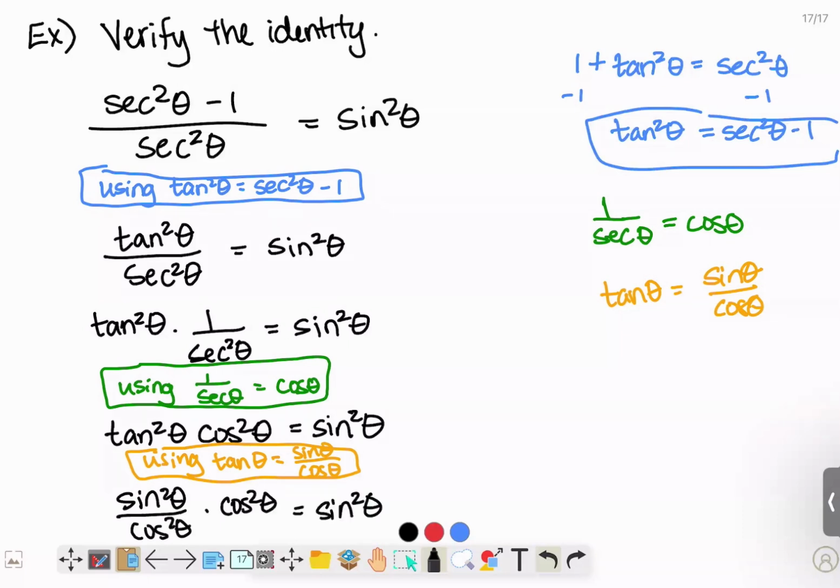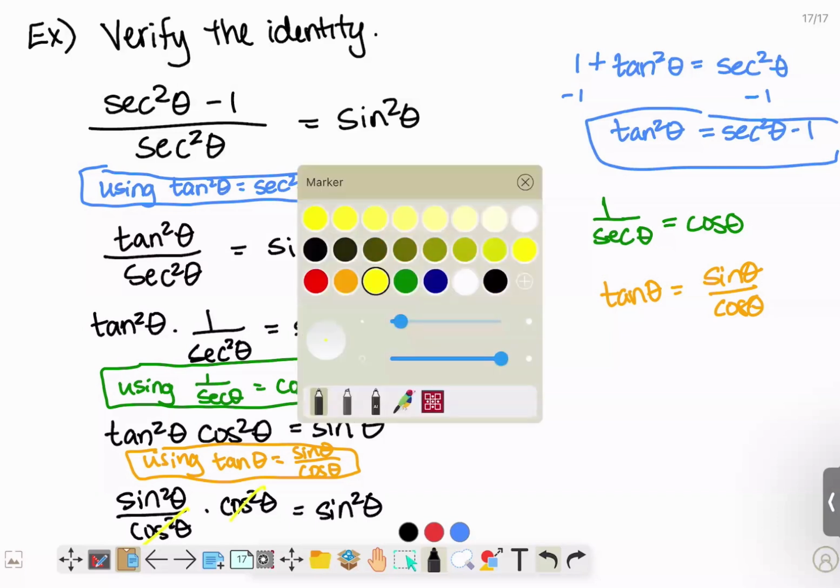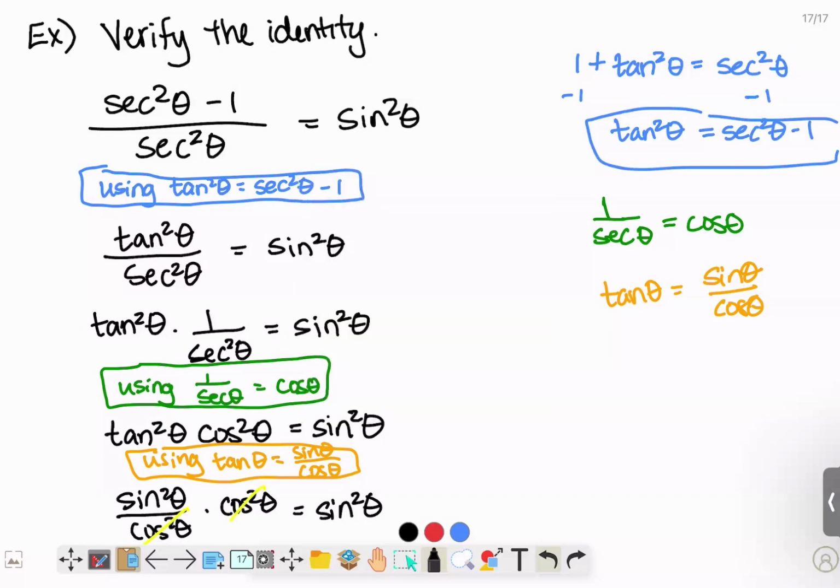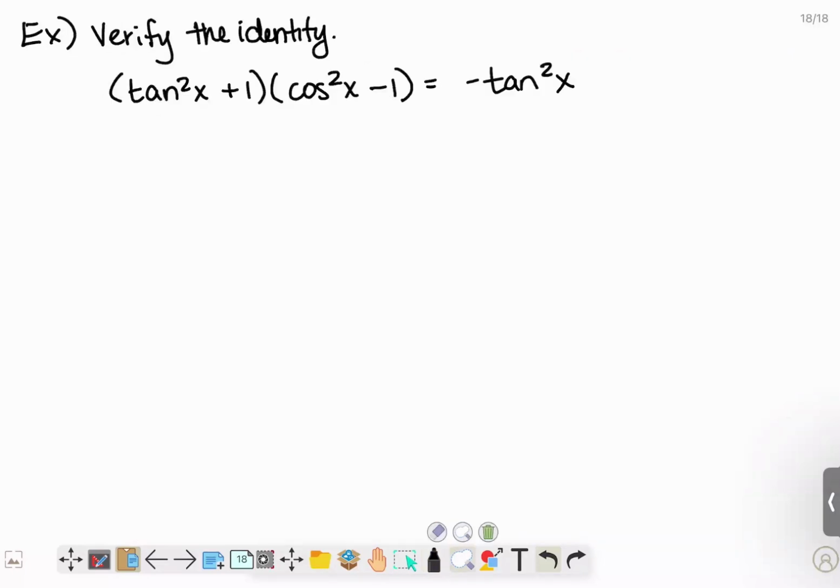I've got a cosine squared on the top, and a cosine squared on the bottom. These are factors. I don't have any addition or subtraction, so I can cancel these. That just leaves me with sine squared on the left and sine squared on the right. So I'll just rewrite it, but I got the left side to equal the right side, and I've shown that that is true. All right, another example.